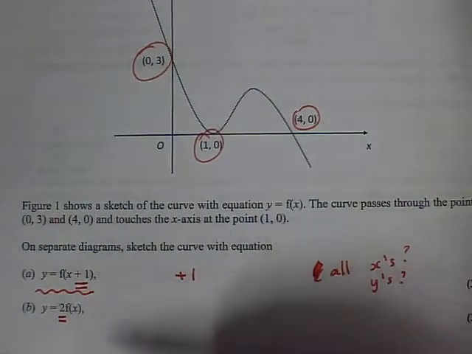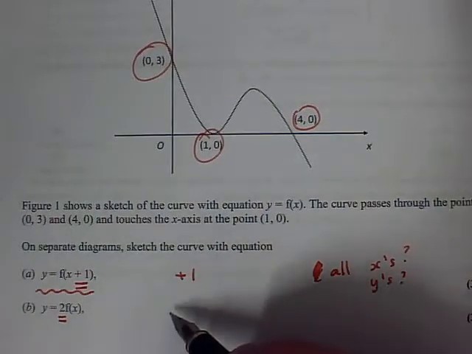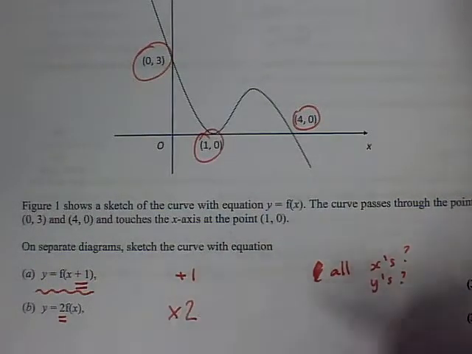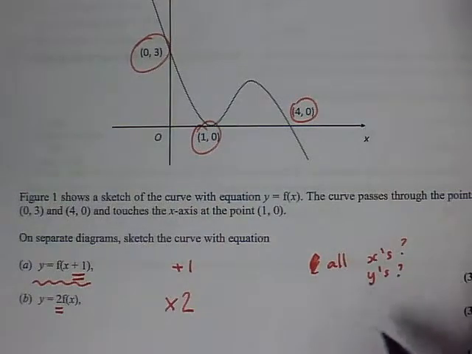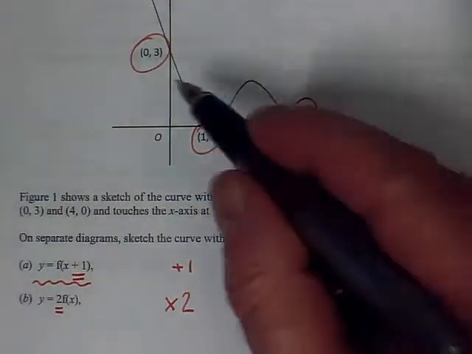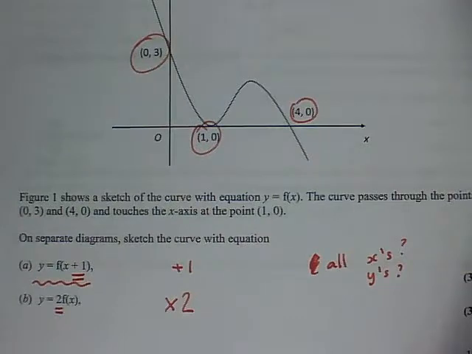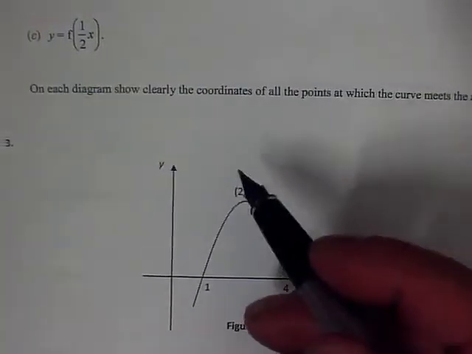All right, and then in the second one, similar kind of thing, but this time instead of adding 1, we're multiplying by 2. Are we multiplying by 2 inside or outside? Does it affect x's? Does it affect y's? Does it affect them by multiplying by 2, or by dividing by 2? So make the decision about what happens to all x's or all y's, do it to these coordinates, and sketch the new graph. I hope that helps.